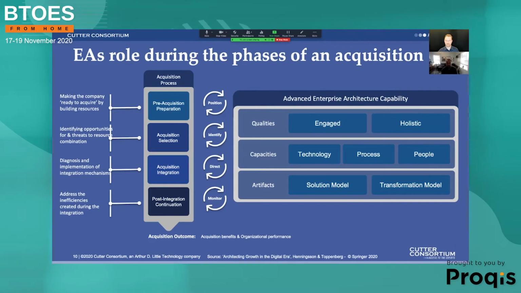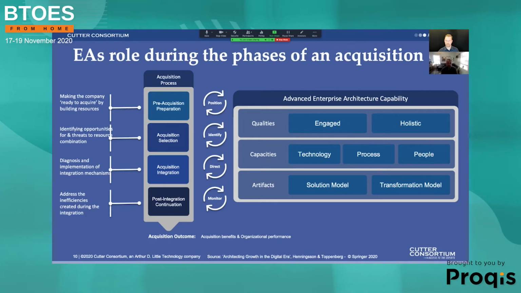Ultimately, the acquisition outcome is, of course, this benefits realization and understanding the organizational performance prior to, during, and after. And again, if you think about that idea that some companies are actually doing this multiple times and overlapping as well. There is an iterative nature between all of these different ones as well, and so that's what you see there in the center.